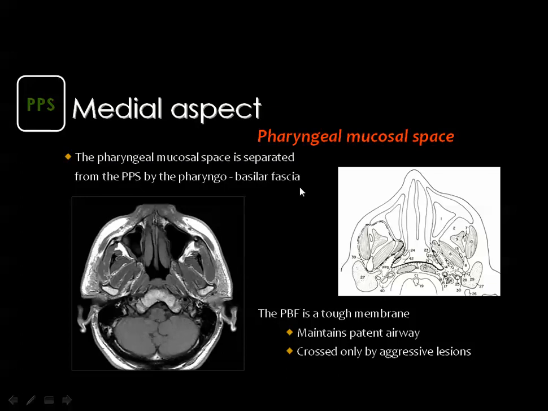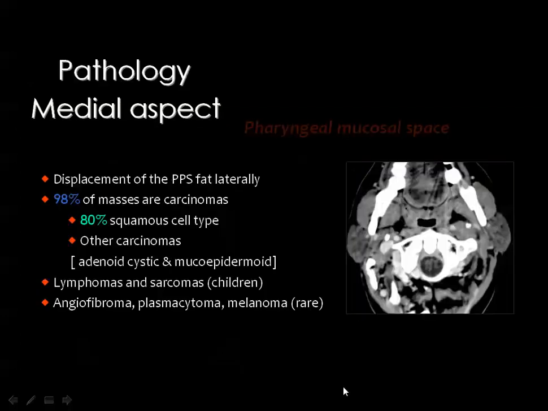The pharyngobasilar fascia is a tough membrane that protects the area of the parapharyngeal space, as well as the deep soft tissues, from any infection or lesions coming from the pharynx to extend deep. But this membrane is not that tight. It can be crossed by aggressive lesions, whether infection or neoplasms. Then we finish with the anatomy and we came to the pathology.